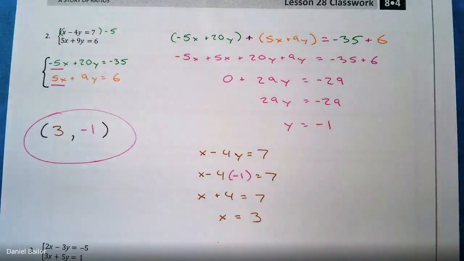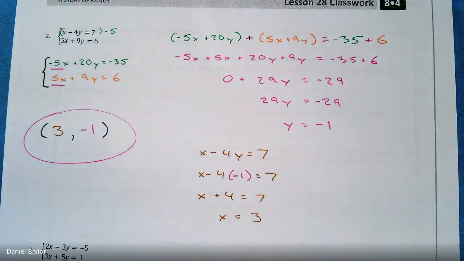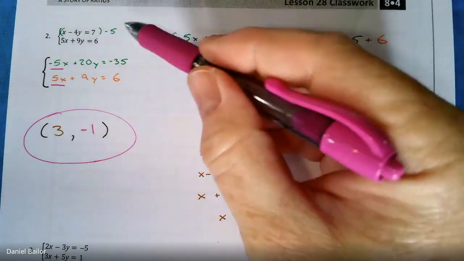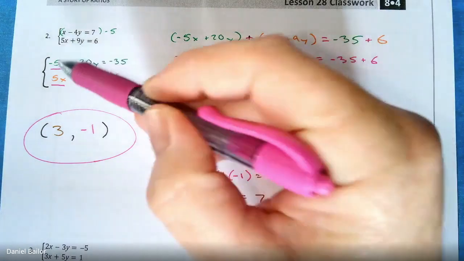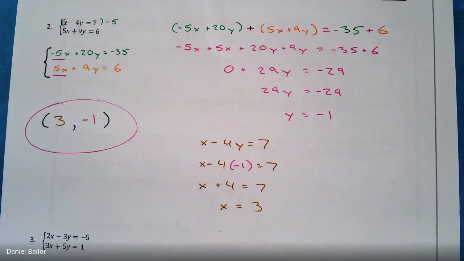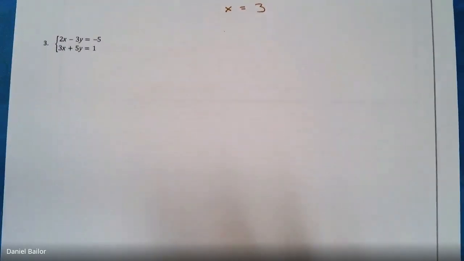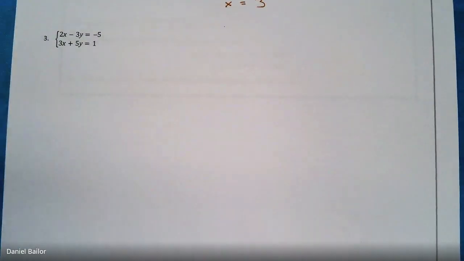3 comma -1 is the solution to this system, and I found it by elimination. I just had to change what one of the equations looked like to find something I can eliminate. Pretty good job if you got it right. If you did not get it right, take a look and see how you're doing. Let's look at exercise 3.